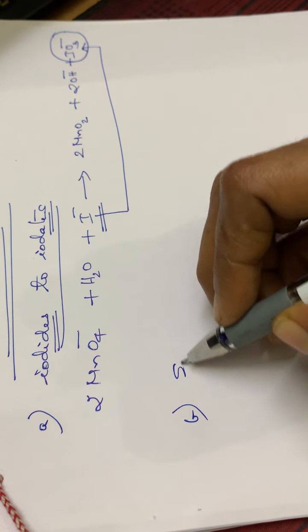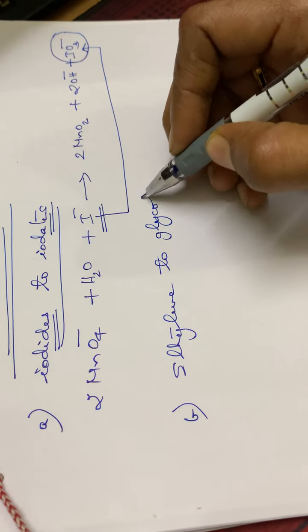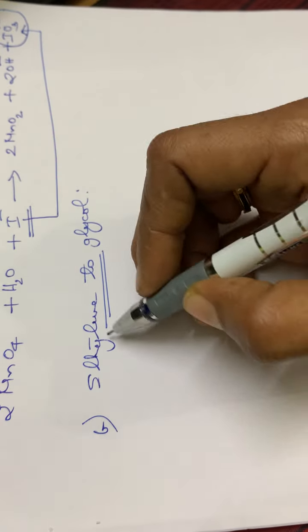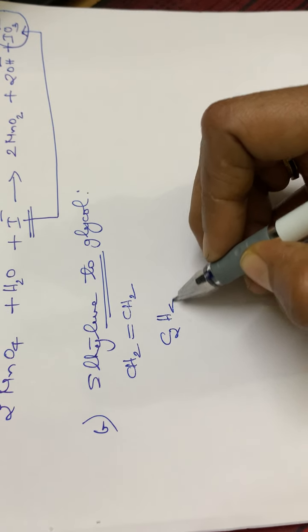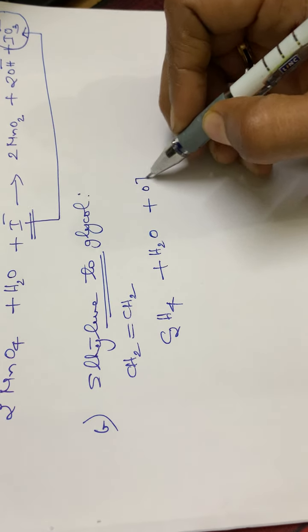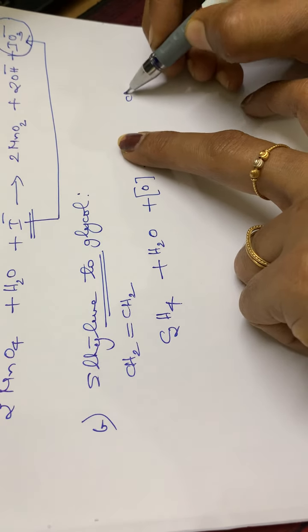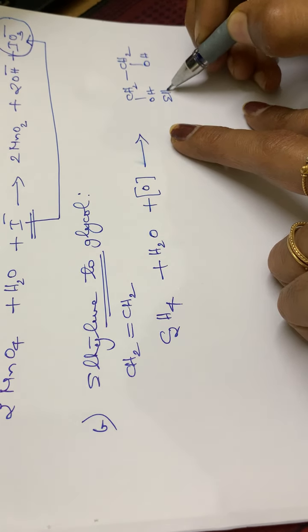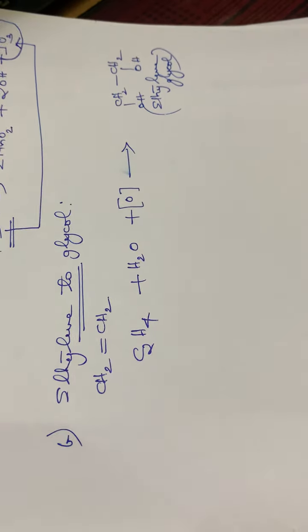Then the next one, ethylene to glycol. Ethylene, the formula is CH2 double bond CH2, isn't it? That means we can write it as C2H4. The molecular formula is C2H4, in presence of water plus oxygen. On oxidation, this ethylene will be converted to glycol. Glycol or ethylene glycol, that is CH2 single bond CH2, OH OH. So this is ethylene glycol, or simply we can say glycol. Okay.